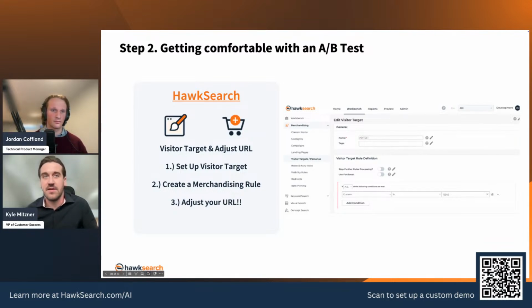The second thing you need to do is set up a rule which the visitor target hits, a merchandising rule of some kind. This could be Boost and Bury, this could be a campaign, this could be item pin, this could be a visibility rule. Literally anything inside the merchandising workbench leverages visitor targets. So anything that has a trigger from a visitor target can be A/B tested. And in this example, Jordan, when we get into the actual demo phase, we'll show you, you can literally just adjust the URL and see the difference in the split traffic.